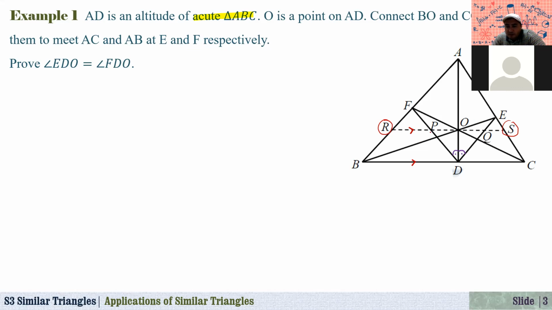Also, it crosses FD somewhere, let's say this point P, and also crosses DE somewhere, let's say this Q. So now, proving that this angle, let's say this is alpha and also alpha, we're going to prove this. To prove this is the same thing as proving that PO is equal to OQ.